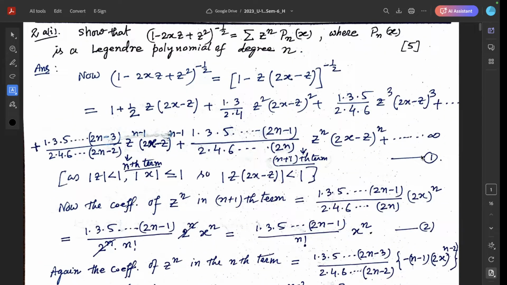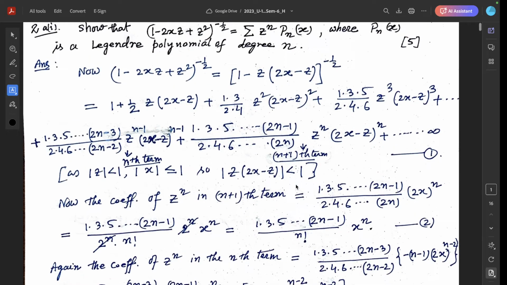So from this, with n equal to minus half, we get this infinite series, and obviously the modulus of z(2x minus z) is less than 1. Now the coefficient of z to the power n is in the (n plus 1)th term: (1 into 3 into 5 up to 2n minus 1)/(2 into 4 into 6 up to 2n) z to the power n (2x minus z) to the power n.